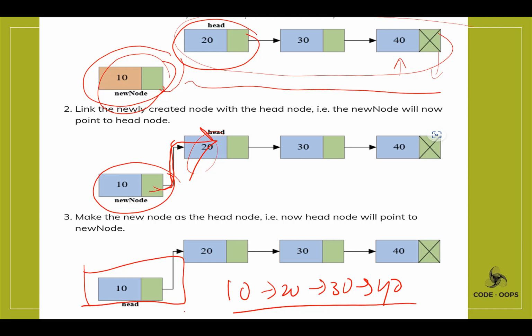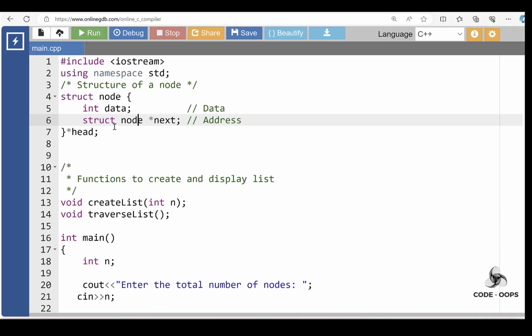Let's see the code for how to insert a node in the linked list. First, how to create a linked list. The first step of creating a linked list of n nodes starts from defining the node structure. Every node has two parts. The first part is known as the data part and the second part is known as the address part. We need a custom type to store our data and the location of the next linked node.